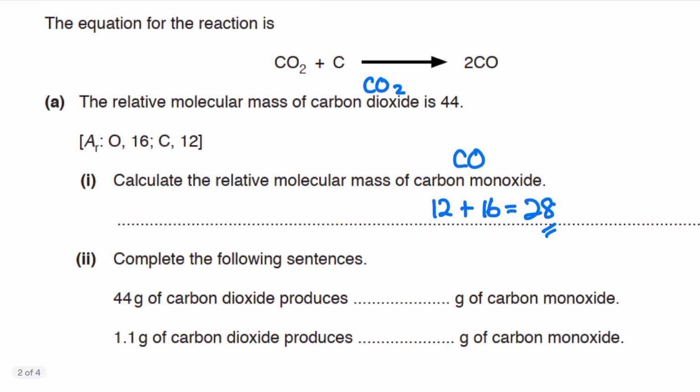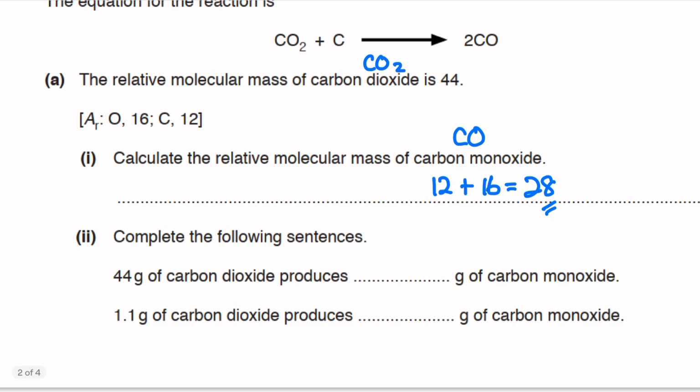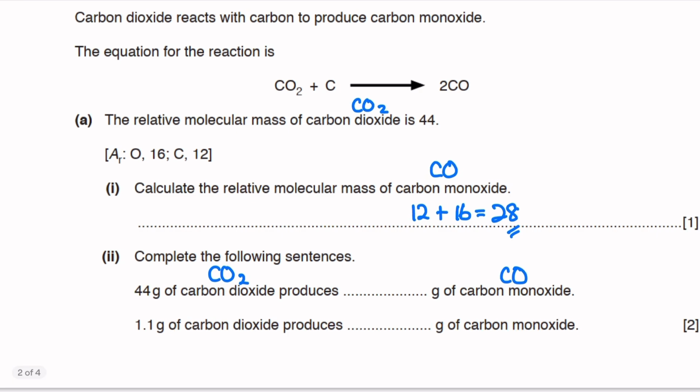Next, part 2, complete the following sentences. So the first line here, 44 gram of carbon dioxide produce blank gram of carbon monoxide. Okay, so let's write it down. CO2, carbon monoxide is CO. Okay, so how are you going to calculate the missing mass?